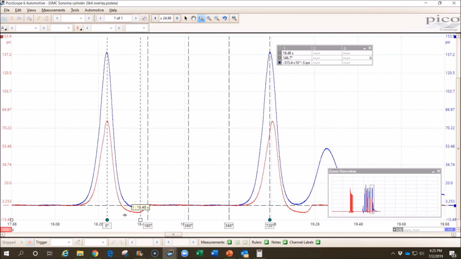Because there are so many variations from engine to engine, it's hard to compare one engine to another. But it's really obvious that we should be able to compare one cylinder to another cylinder on the same engine, and they should have identical waveforms. So that's one of the most powerful ways we can use this to diagnose a mechanical problem within an engine.